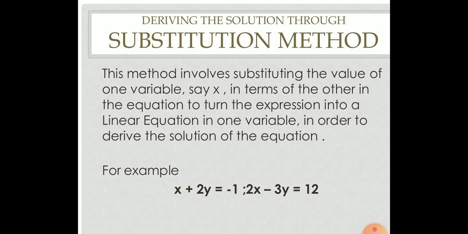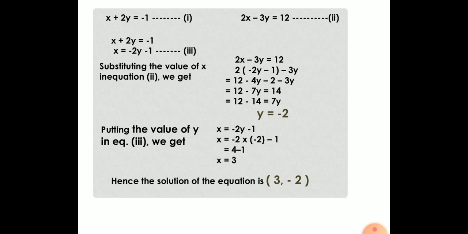Next is the substitution method. This is also a very important method. Suppose we have two linear equations, x plus 2y equal to minus 1 and 2x minus 3y equal to 12. From equation number 1 you can find the value of x in terms of y. So you can write x equal to minus 2y minus 1, and this is the third equation. Now you can put the value of x from equation 3 into equation number 2.